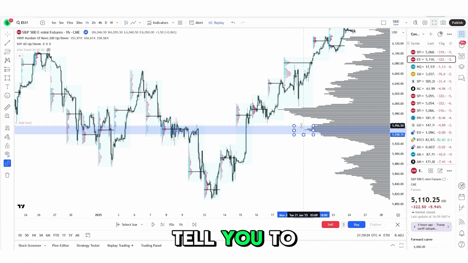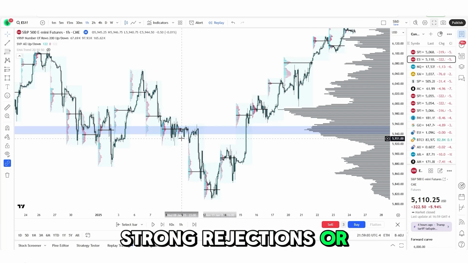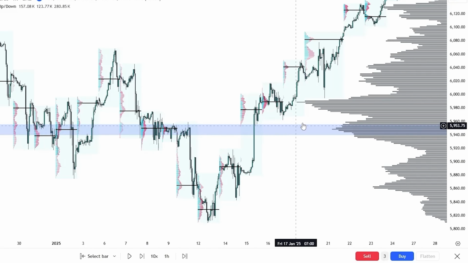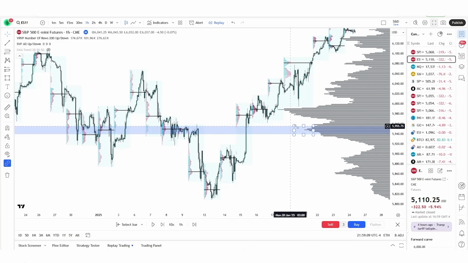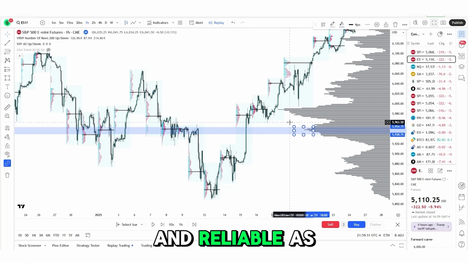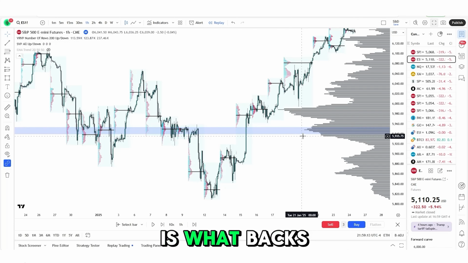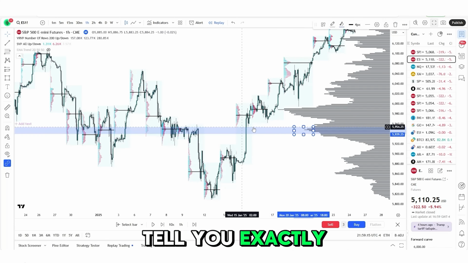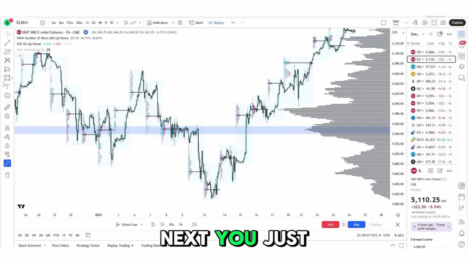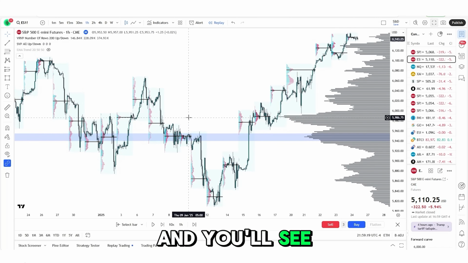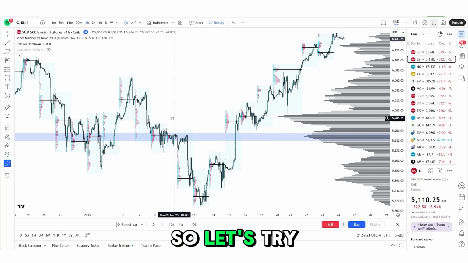Most traders will tell you to only look for strong rejections or other minor price action patterns, but those levels turn out to be low quality. We want our level to be as strong and reliable as possible, and high volume is what backs this up. The market will tell you exactly where it wants to go next. You just have to listen. And you'll see, these levels last forever. So let's try another one.